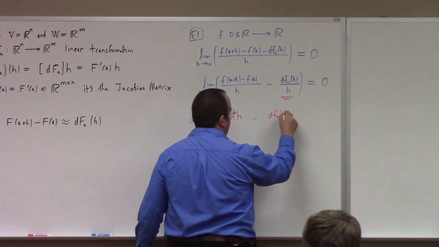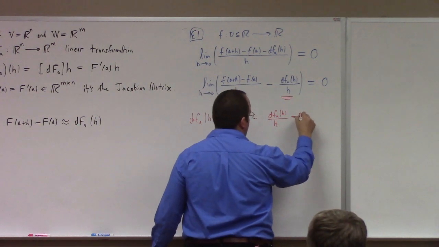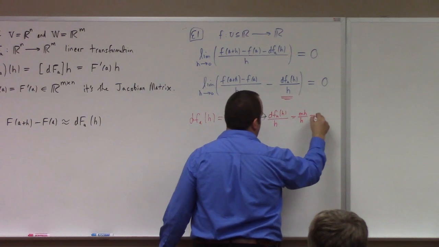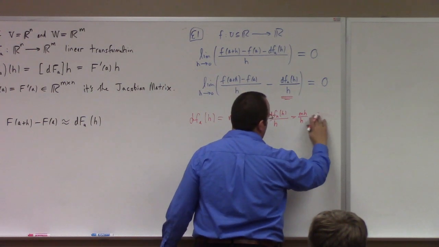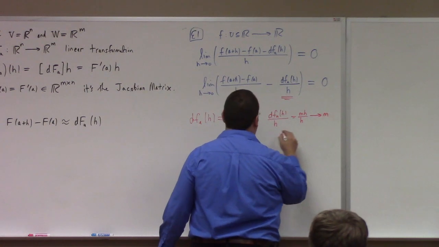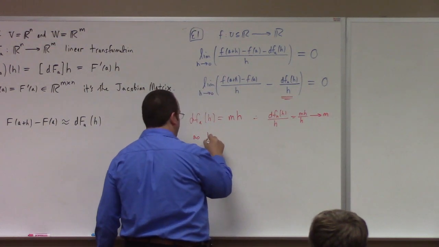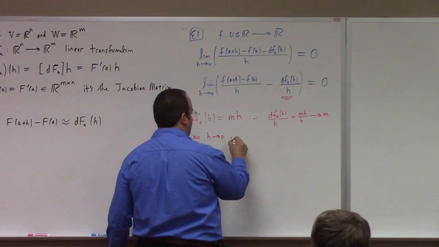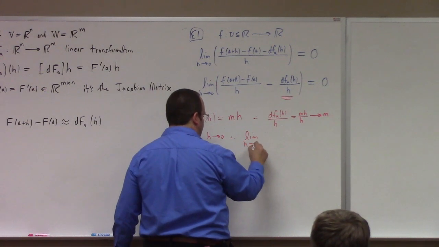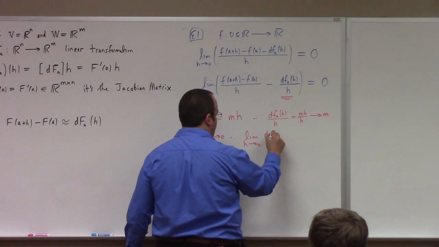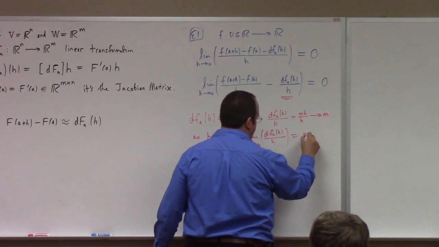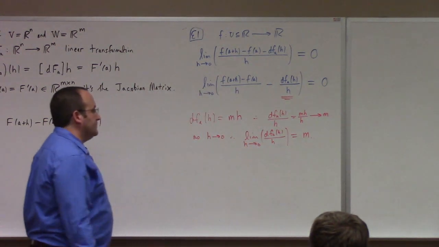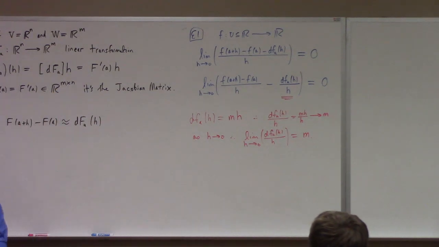So the limit of dfa of h over h equals mh over h, which is equal to m, which of course goes to, well, not equal to m, but it goes to m as h goes to 0, right? So therefore, the limit as h goes to 0 of dfa of h over h is in fact equal to m. In other words, the limit of that piece exists, right?